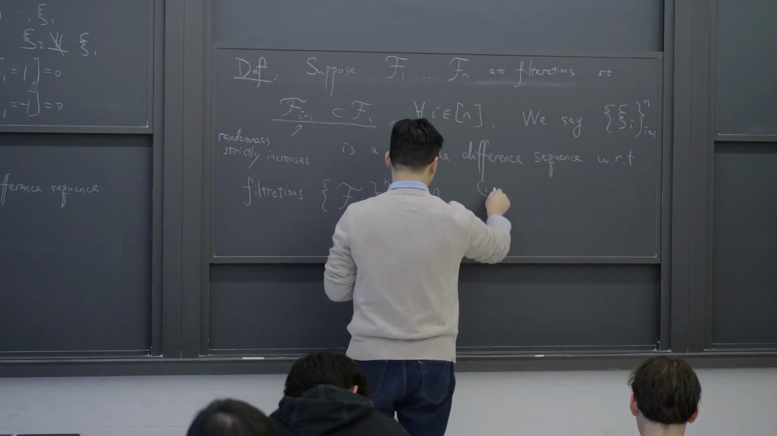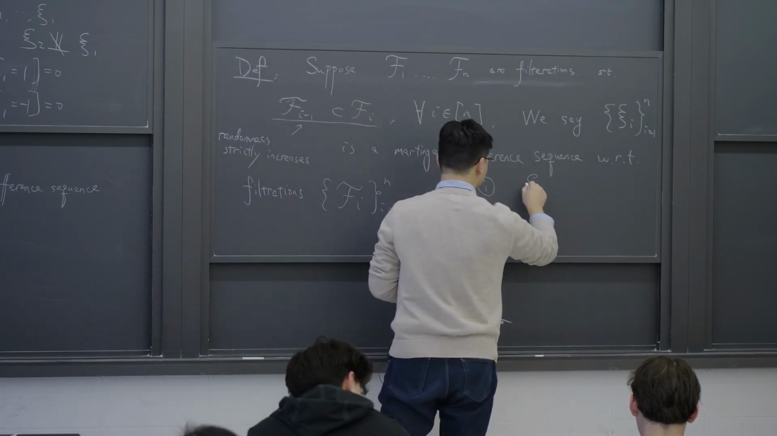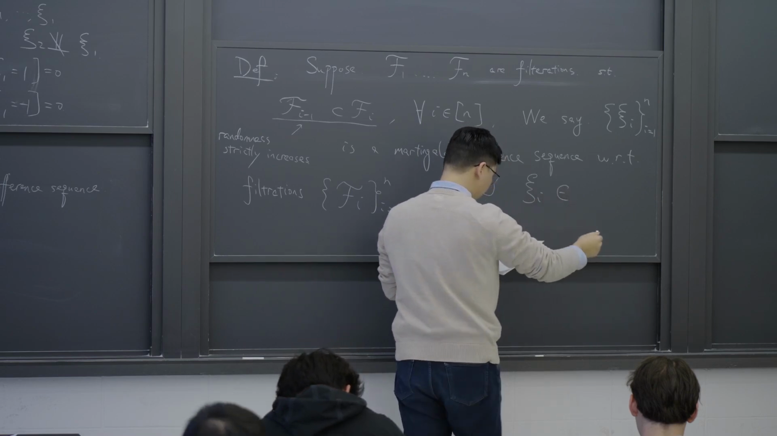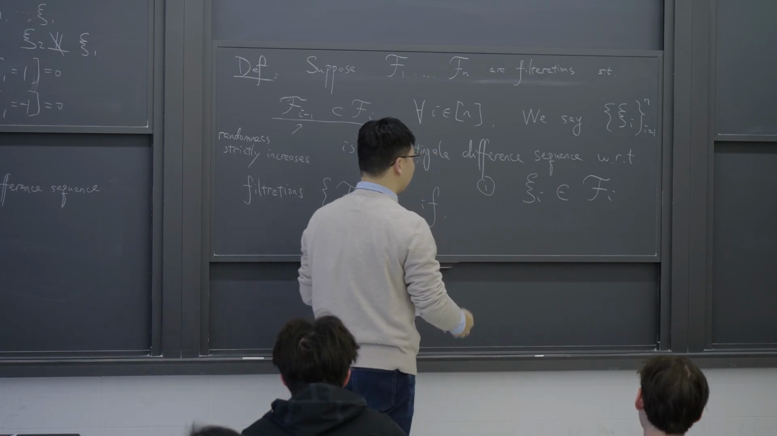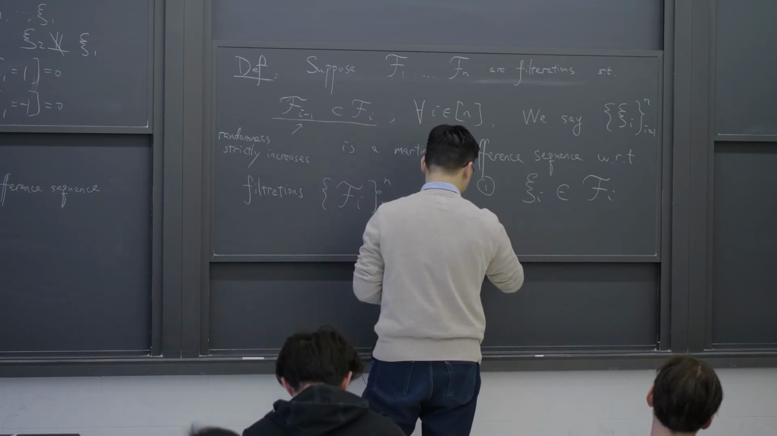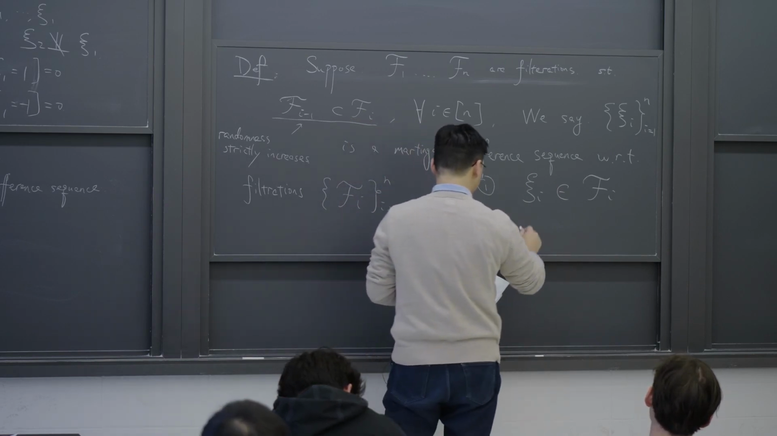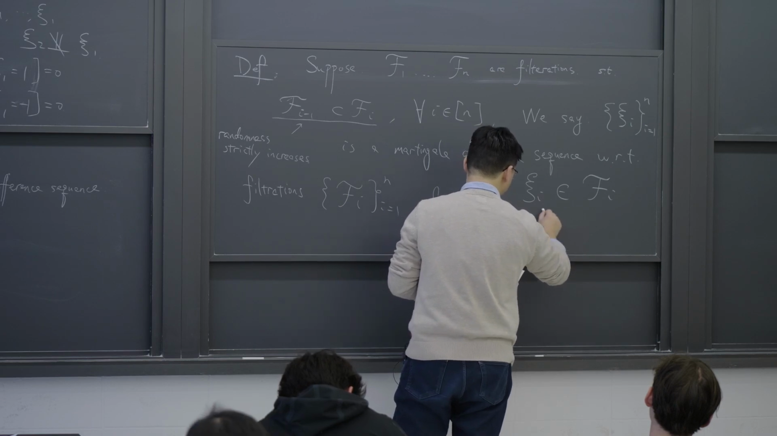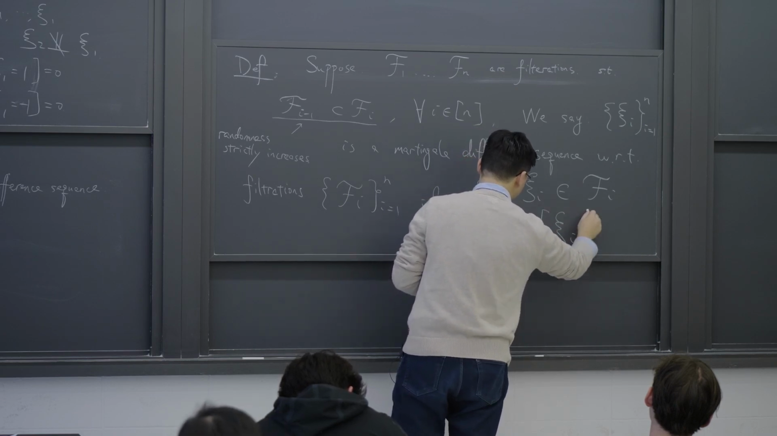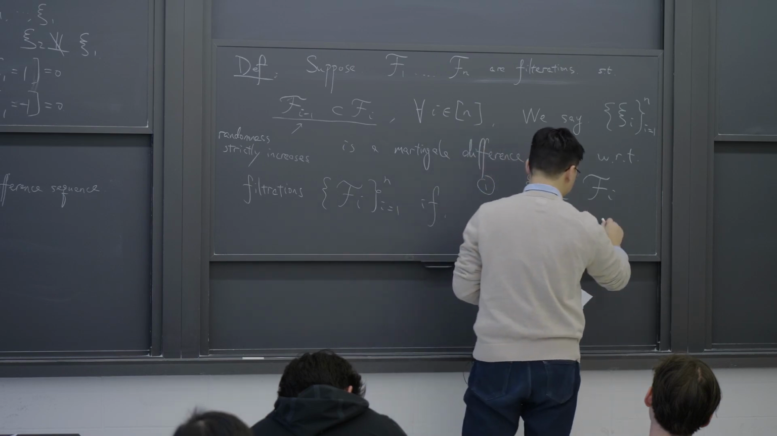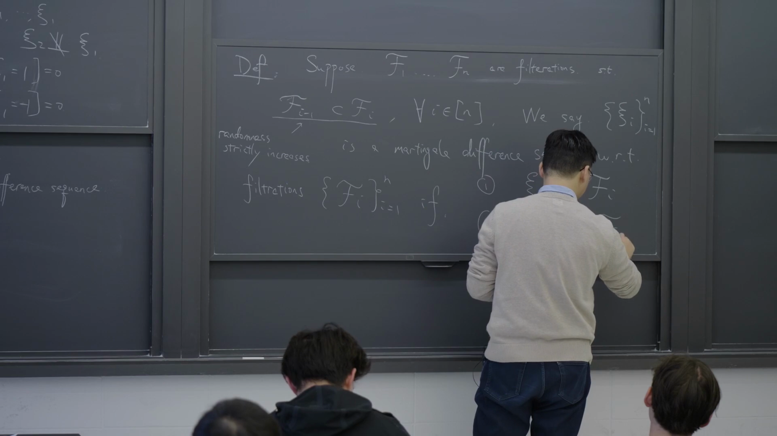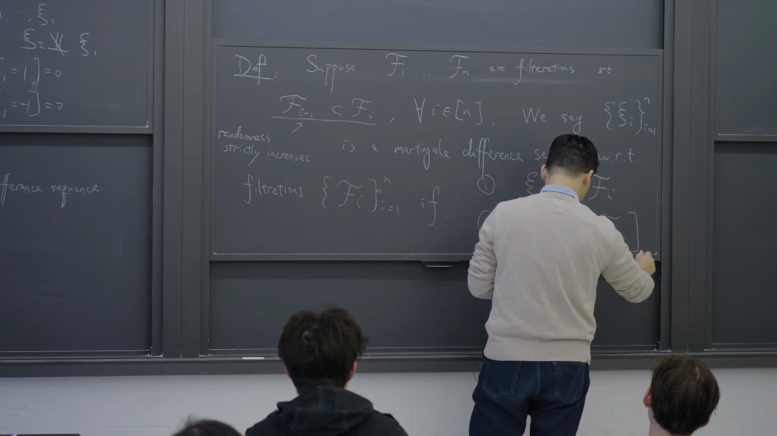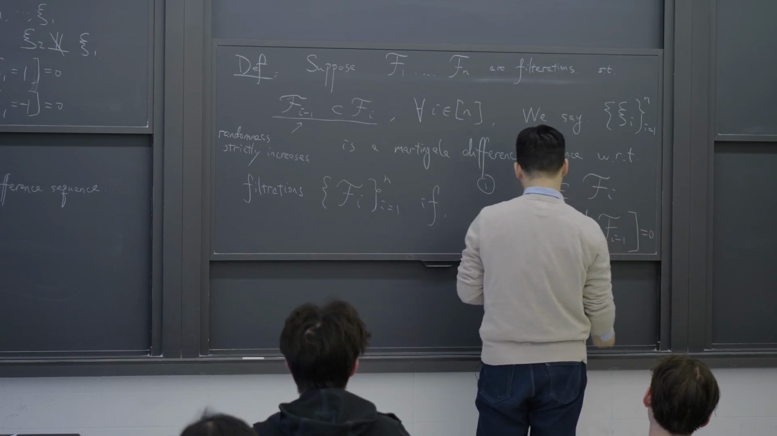For i from 1 to n, if the following two conditions hold. That is, one, Ci needs to be inside Fi. Okay, this is some condition. We'll explain later what the filtration is and what this means. And the second thing is the expectation of Ci conditioned on the past, which we denoted as the filtration Fi minus 1, is equal to 0 for all i.